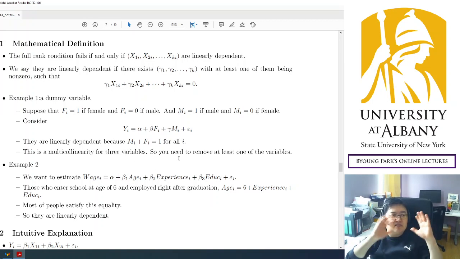This is another example of linear dependence and multicollinearity problem. So this is a simple introduction to the mathematical definition of multicollinearity and the full rank condition, linear dependence. So next time I'm going to focus more on intuitive explanation. So see you in the next video.